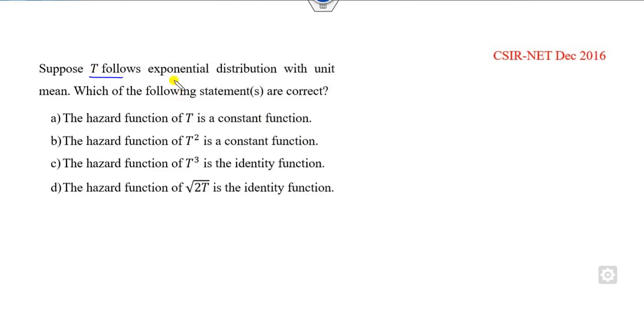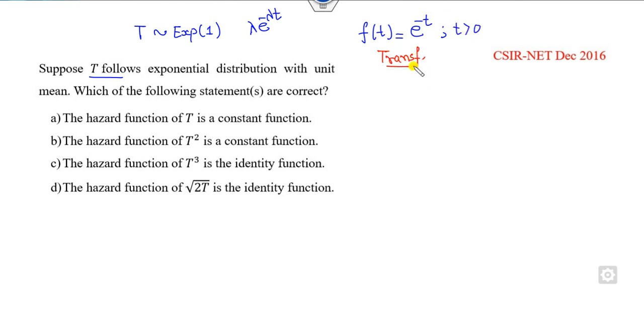Okay, suppose t follows the exponential distribution with unit mean, then which of the following is a function? Okay, this is a function. How do you think about that? You have to think about the function. So with unit mean, that's lambda e raised to the power of this, so it has a unit mean. Fine, this is given to you. Okay, that's fine. You have to use the transformation here. So look at the first part.